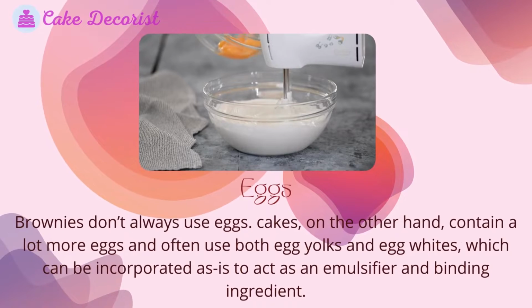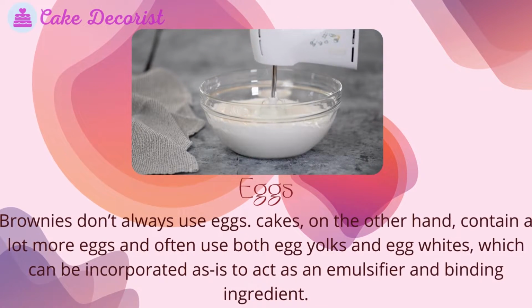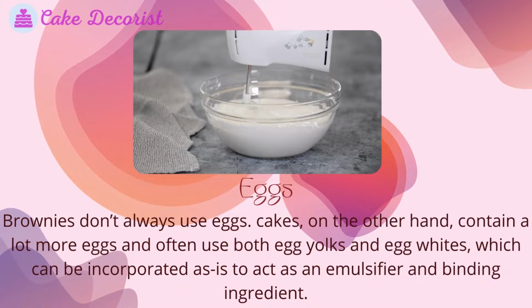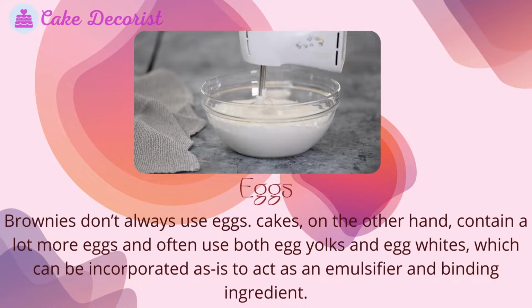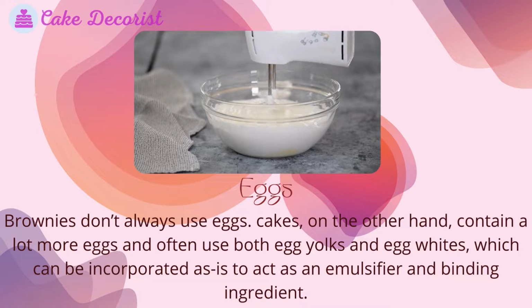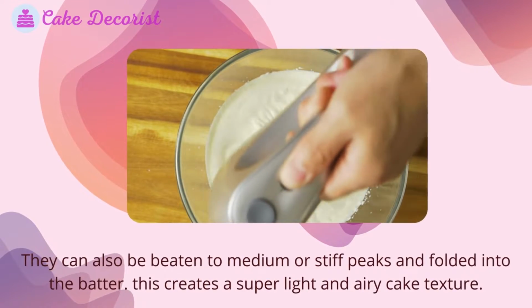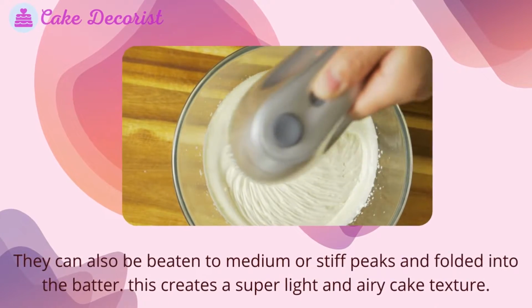Eggs. Brownies don't always use eggs. Cakes, on the other hand, contain a lot more eggs and often use both egg yolks and egg whites, which can be incorporated as is to act as an emulsifier and binding ingredient. They can also be beaten to medium or stiff peaks and folded into the batter. This creates a super light and airy cake texture.